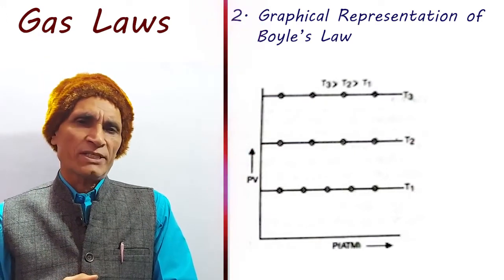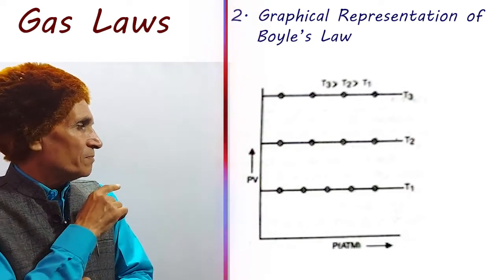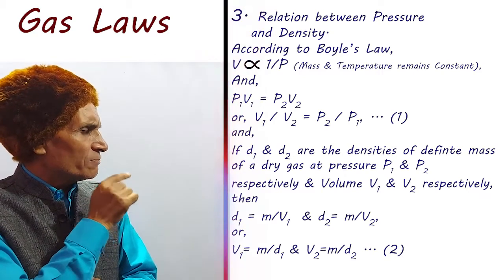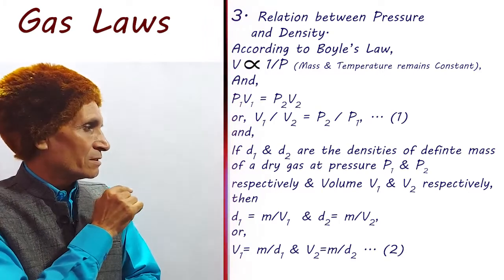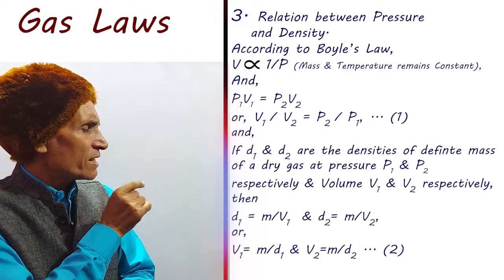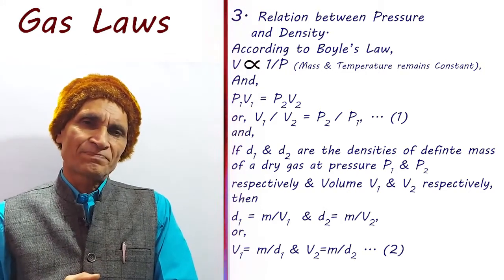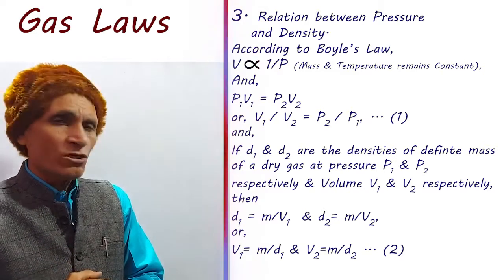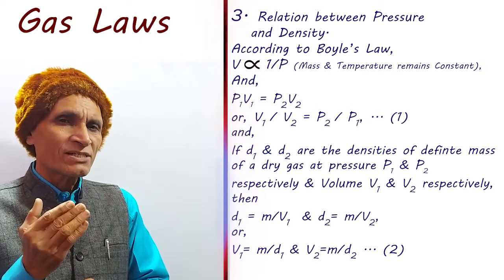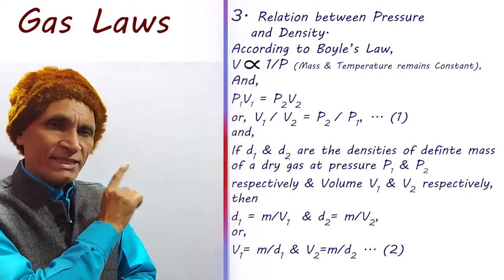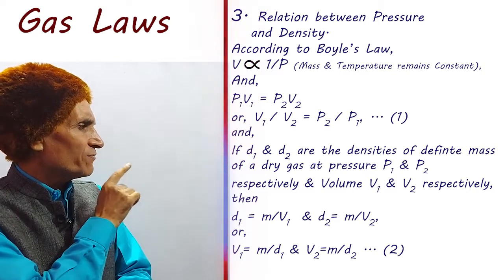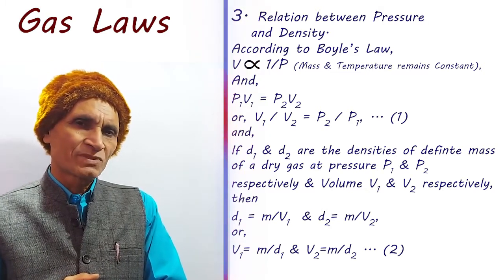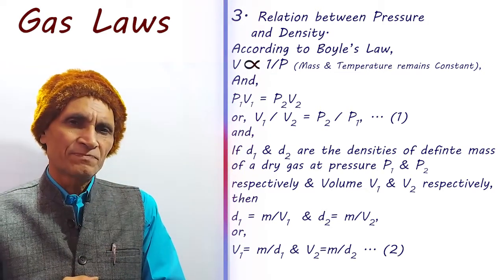Third point, relation between pressure and density. By using Boyle's law, the relation between pressure and density can be established. Here, what is Boyle's law? At constant temperature, the volume of a definite mass of a dry gas is inversely proportional to pressure, V proportional to 1 by P.